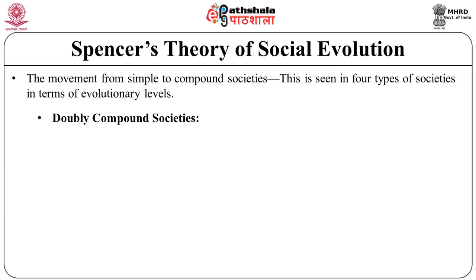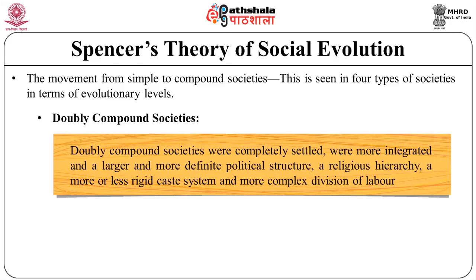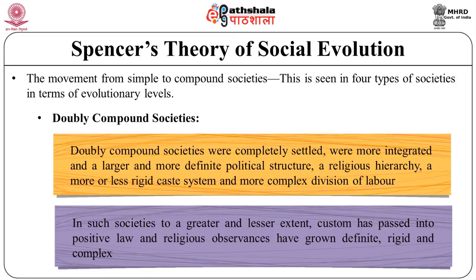Now let's have a look at the third category, that is doubly compound societies. The doubly compound societies were completely settled, much more integrated, with a larger and more definite political structure, a religious hierarchy, a more or less rigid caste system and a more complex division of labor. Furthermore, in such societies, to a greater or lesser extent, custom has passed into positive law and religious observances have grown definite, rigid and complex.